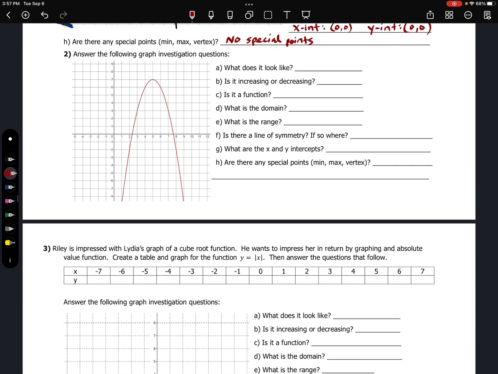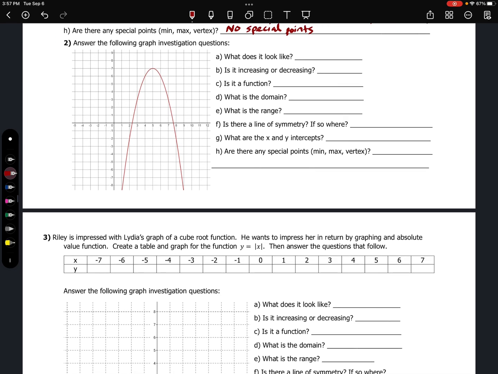I'm going to move it up here to look at number 2. First thing it says is, what does it look like? Well, this shape is what we call a parabola, and we'll learn about that a little bit more this year. But it kind of looks like a hill, or an upside down U, or like a lowercase n, however you wish to describe it there.